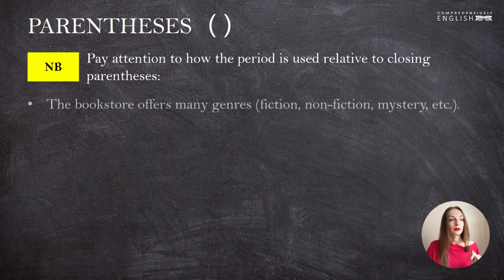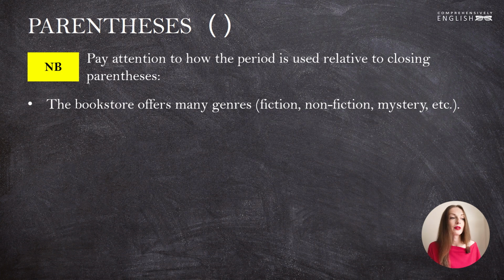The first example, the bookstore offers many genres: fiction, non-fiction, mystery (etc.). As there must be the period after etc., we happen to have 2 periods, one before the closing parentheses and the other one after it. The latter shows the end of the whole sentence.